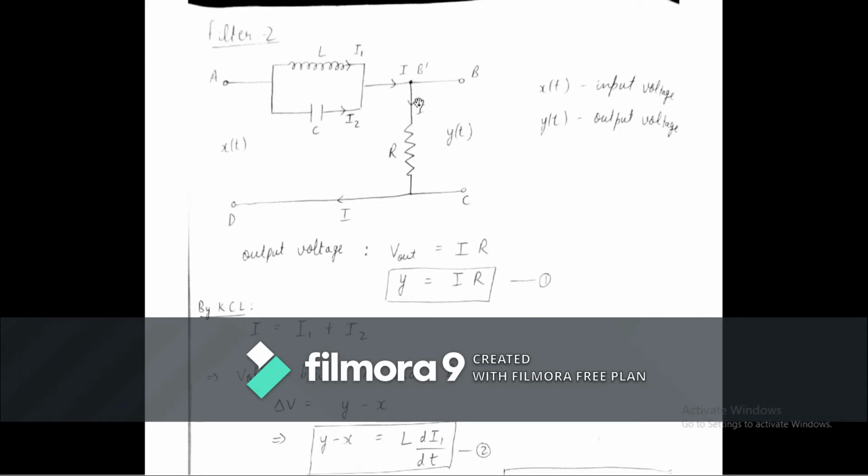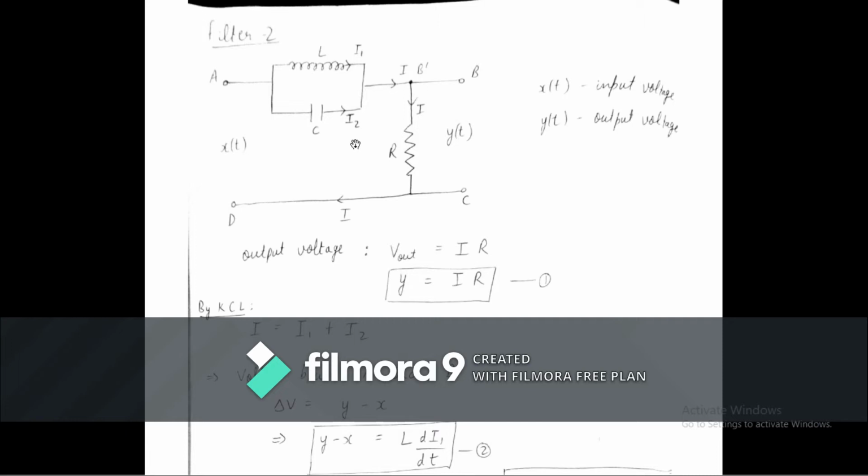Applying Ohm's law, we can see V output is equal to IR. Our V output is equal to y of t, so y is equal to IR. And by KCL, we can see I is equal to I1 plus I2. Now we can calculate the voltage between A and B dash. Our output voltage is y of t and our input voltage is x of t, so the voltage between A and B dash is y minus x.